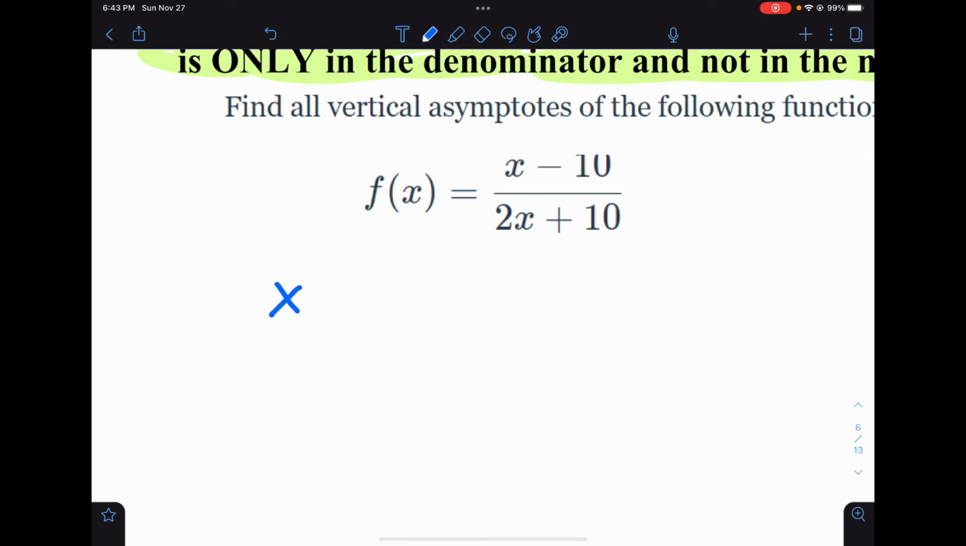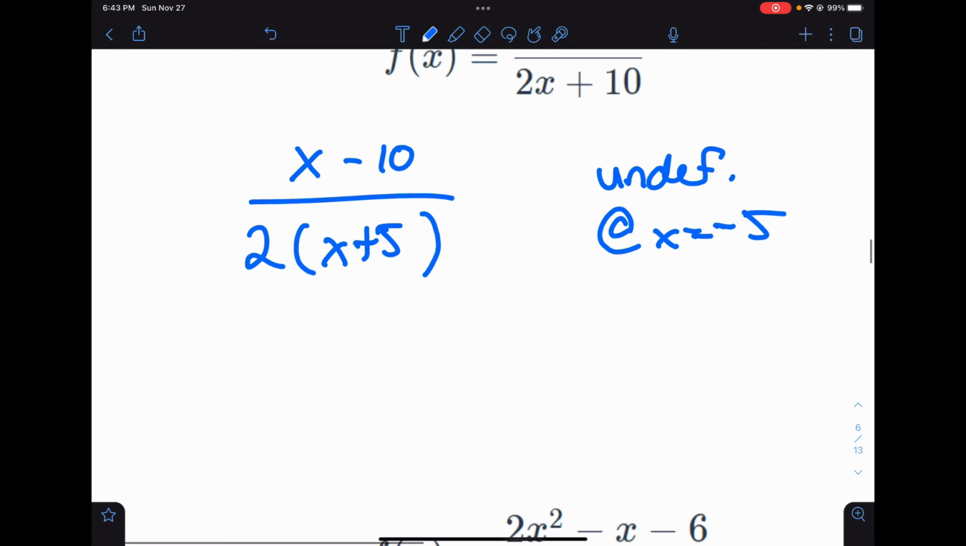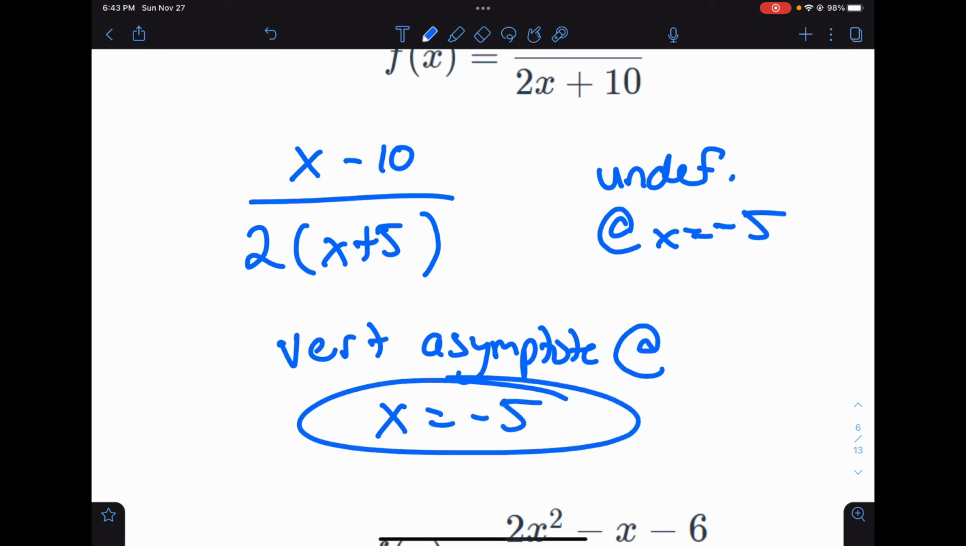So we can't do much with our x minus 10 on top, but we could take a 2 out here on the bottom. All right, so we know that this guy is going to be undefined at x equals -5, all right? And this guy, this x plus 5, doesn't cancel with anything on the top. If it canceled, it would be a hole. It doesn't. So we have a vertical asymptote at x equals -5.